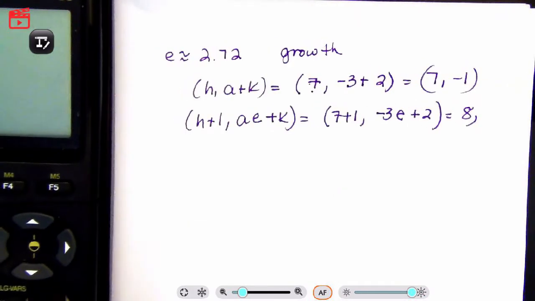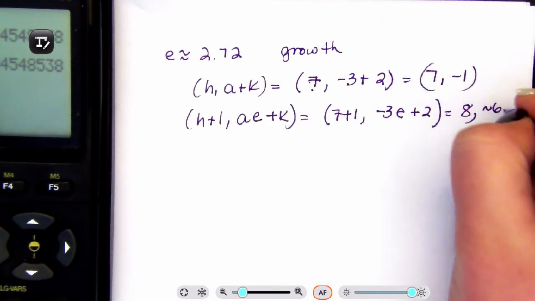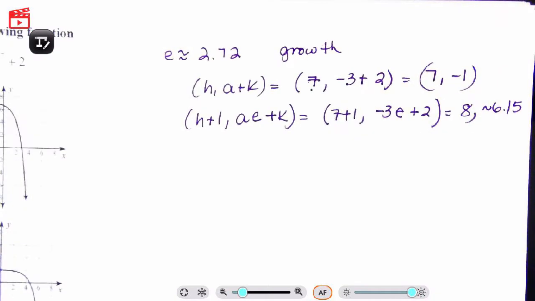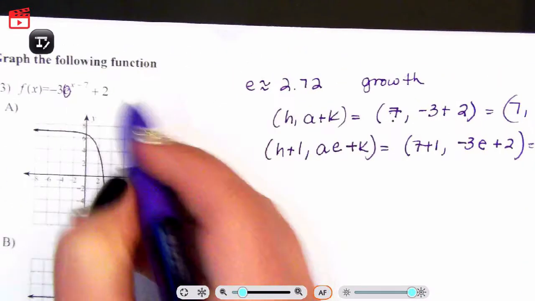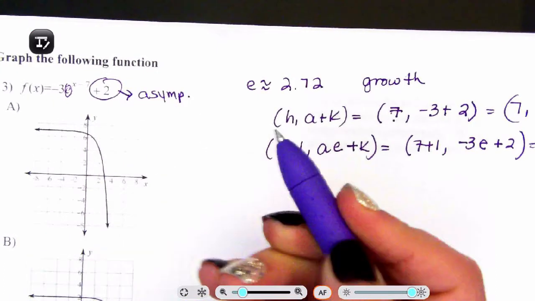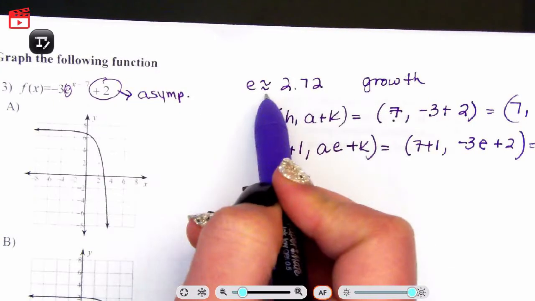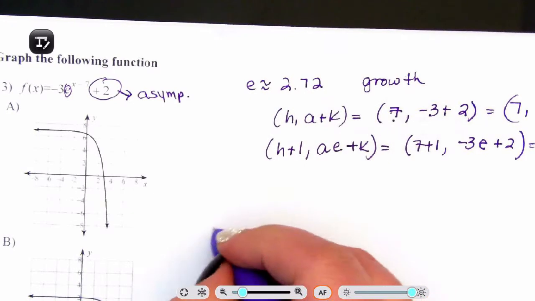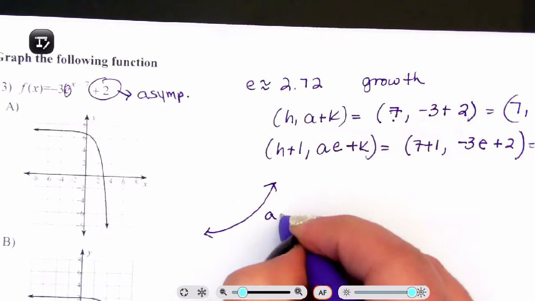So it's about 2.72, but I like to use my calculator and get as exact as possible, even though we are still going to be rounding. And that's about negative 6.15. Looking at our k value will tell us the asymptote, which is 2. And then looking at our e value, we know it's going to be a growth function. So growth function when a is positive.